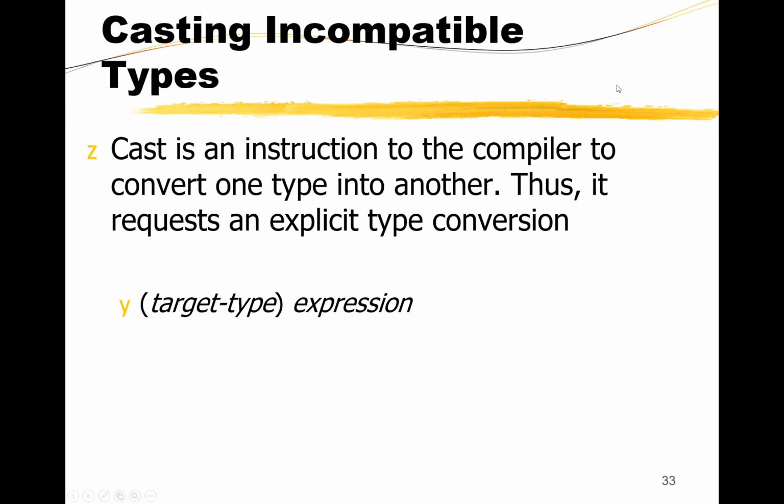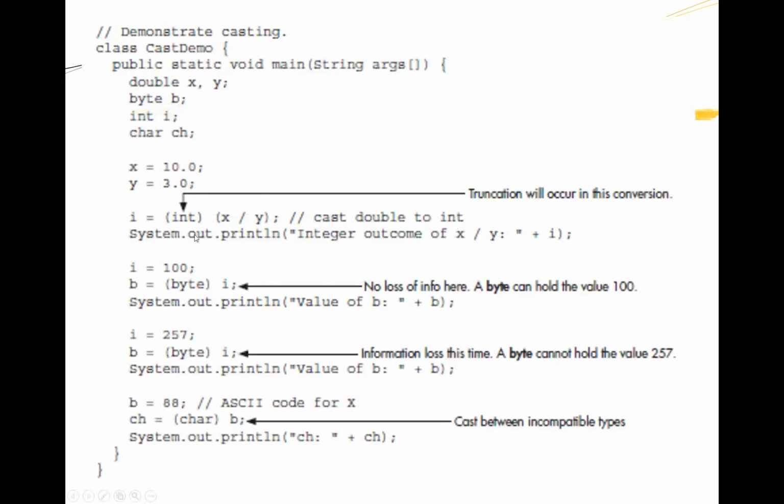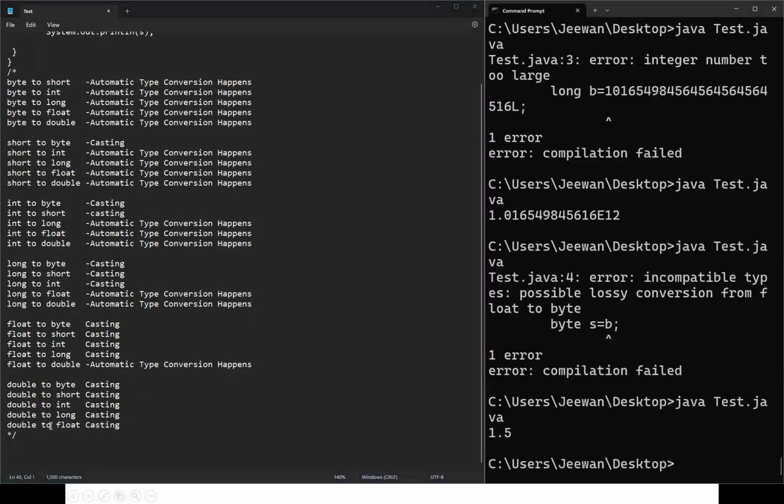When it comes to casting, a cast is an instruction to the compiler to convert one type into another. Therefore, it requires an explicit type conversion. Inside the brackets, you need to type the target type. That's how you could do it. When you are using casting, data loss or truncation will occur. As a summary, I will show you.